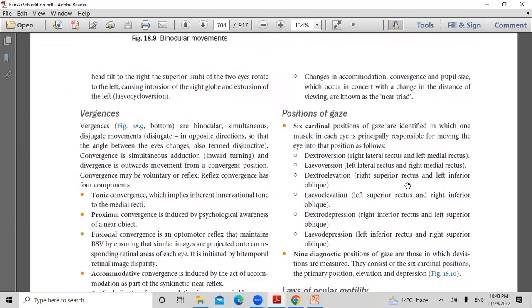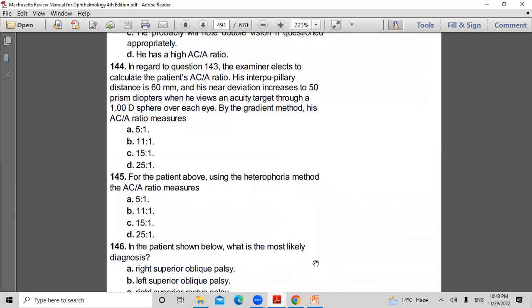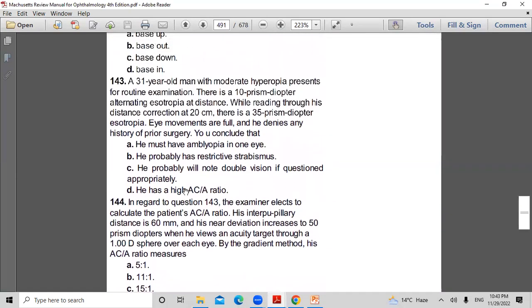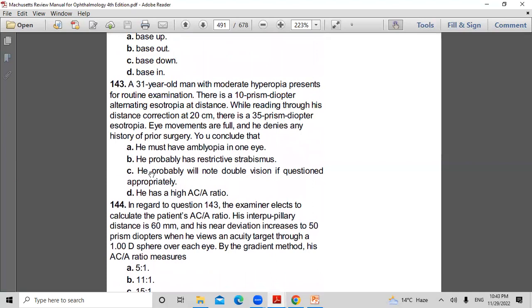Before we go to the positions of gaze, let us understand how we can calculate the AC/A ratio. There are two methods to calculate the AC/A ratio, the heterophoria method and the gradient method. There is a beautiful question in the Massachusetts. I always love to read it with each student to let him understand how we can calculate it. Okay, can you read question 143?